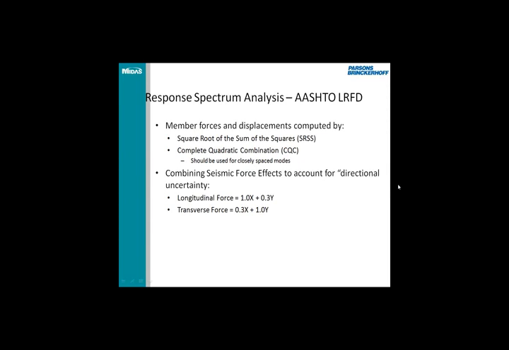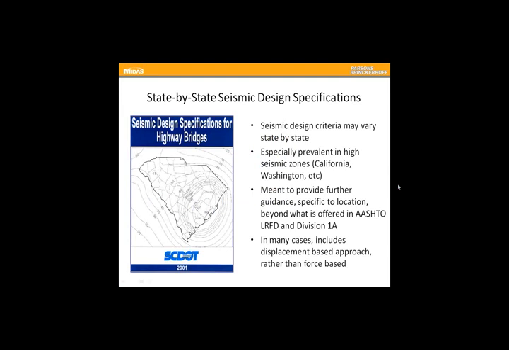Okay, so combining your member forces, you can use the square root of the sum of the squares method or the CQC method. CQC is used for closely spaced modes, but either method is reasonable to use. And then also, in order to account for directional uncertainty, since this is all an approximation, you would use 100% of your longitudinal force plus 30% of your transverse, and so forth with your transverse force.